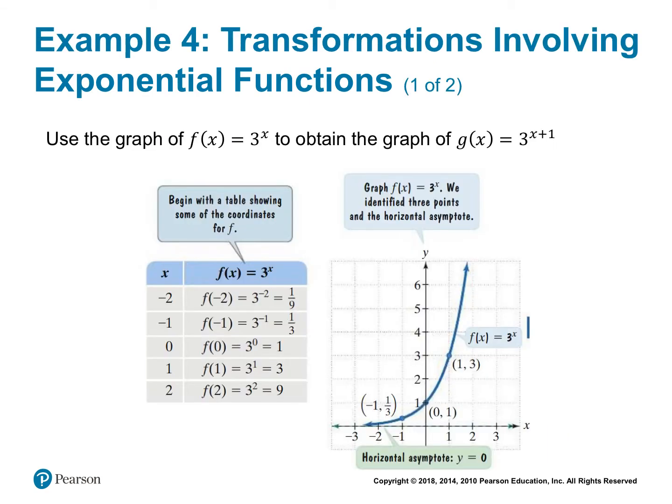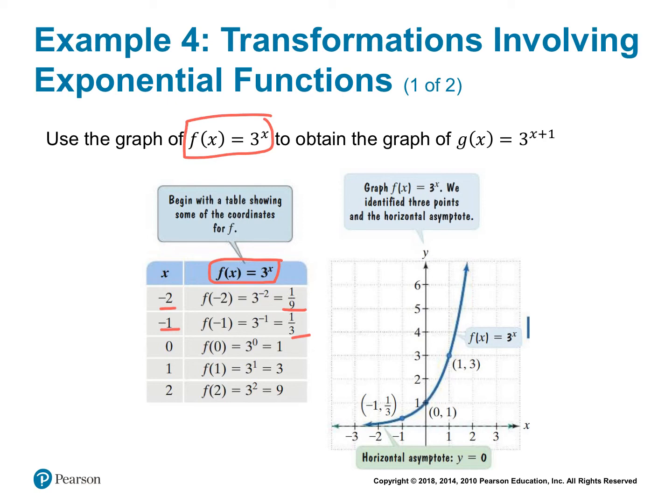Okay, so let's use this graph, f of x equals 3 to the x, to try to figure out what the graph of 3 to the x plus 1 is going to look like. So we're going to start with this, and we're going to make a table of coordinates for that. So that's why we put this right here. So we chose some negatives and positives and 0. So you can see the coordinates, -2, 1/9, -1, 1/3, and so on. So that's the dots that we have plotted.